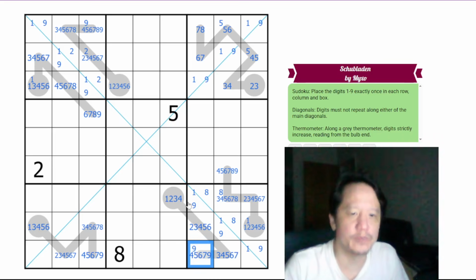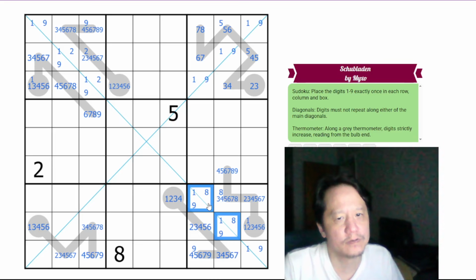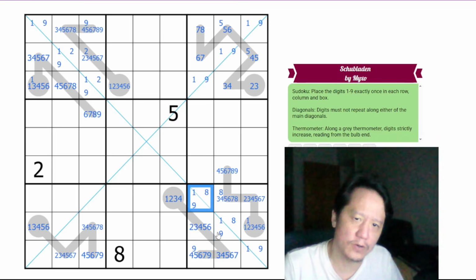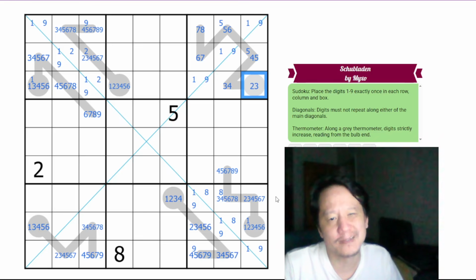Can 8 be here? If 8 is on the diagonal, can 8 be here? If 8 is here, that means 8 cannot be on the diagonal. This would be 7, 6, 5, 4, 3, 2. That seems okay.